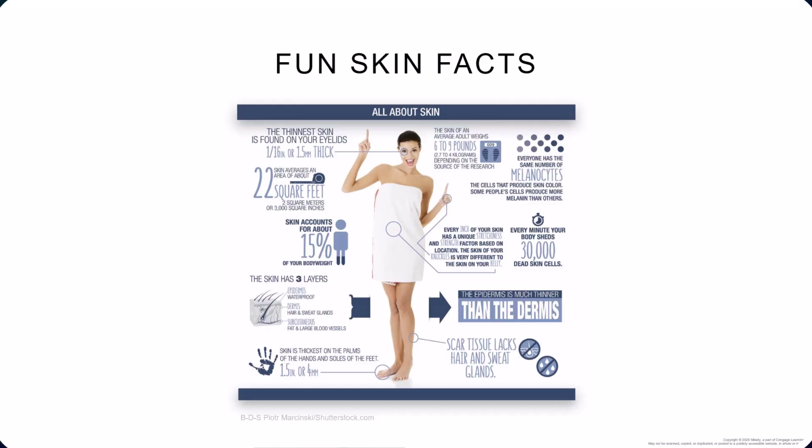Everyone has the same number of melanocytes. It's the cells that produce the skin color. So some people's cells just produce more melanin than others, so they would be darker complected. Every inch of your skin has a unique stretchiness and strength factor based on the location, so the skin on your knuckles is very different than the skin on your belly. Every minute, your body sheds 30,000 dead skin cells. The epidermis is much thinner than the dermis, so the outer layer of skin is much thinner than the true skin, that dermis layer, and scar tissue lacks hair and sweat glands.